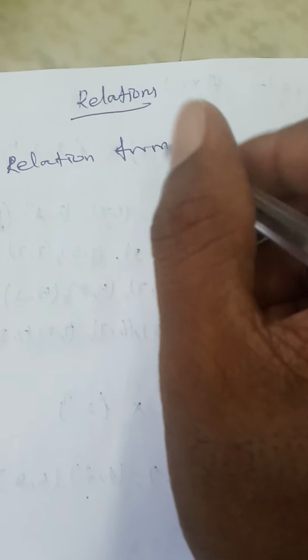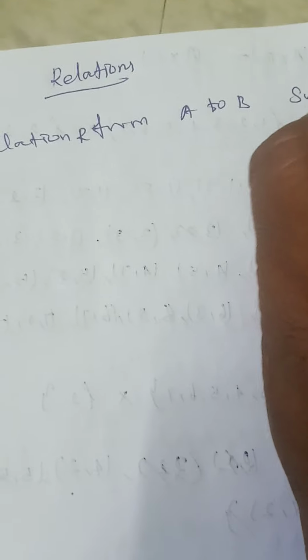Relations means: a relation from A to B is a subset of A cross B. Then R is a subset of A cross B, that is a relation. Example: New Delhi is the capital of India. Capital of India, that is a relation. Okay.